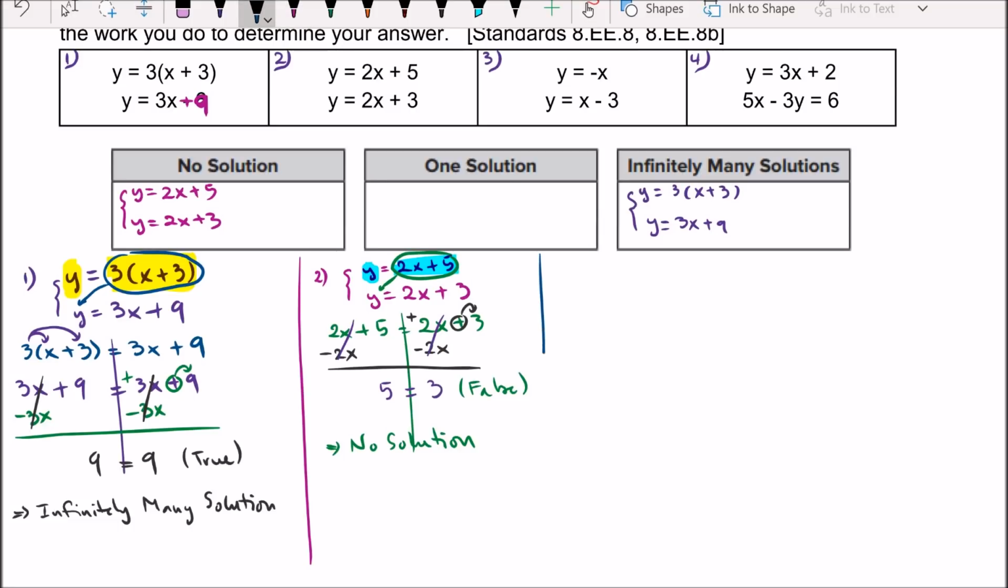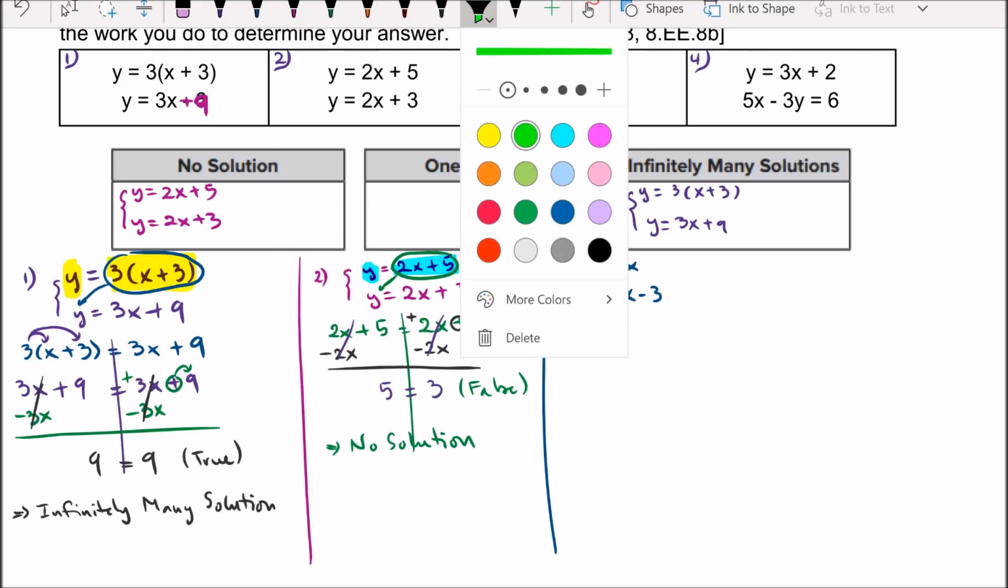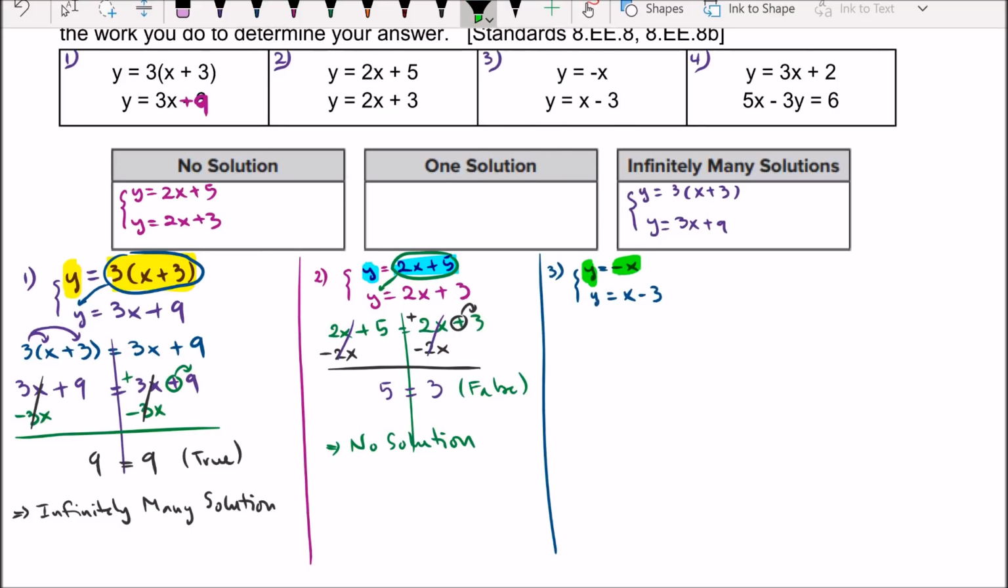We're going to go to problem number 3. Problem 3, we have y equals negative x and y equals x minus 3. Okay, so in this case they say that y is negative x. So we're going to take negative x and plug it in place of y. So negative x equals x minus 3. The negative sign belongs to 3. X itself is positive. So to get x on the same side, you're going to subtract x on both sides.